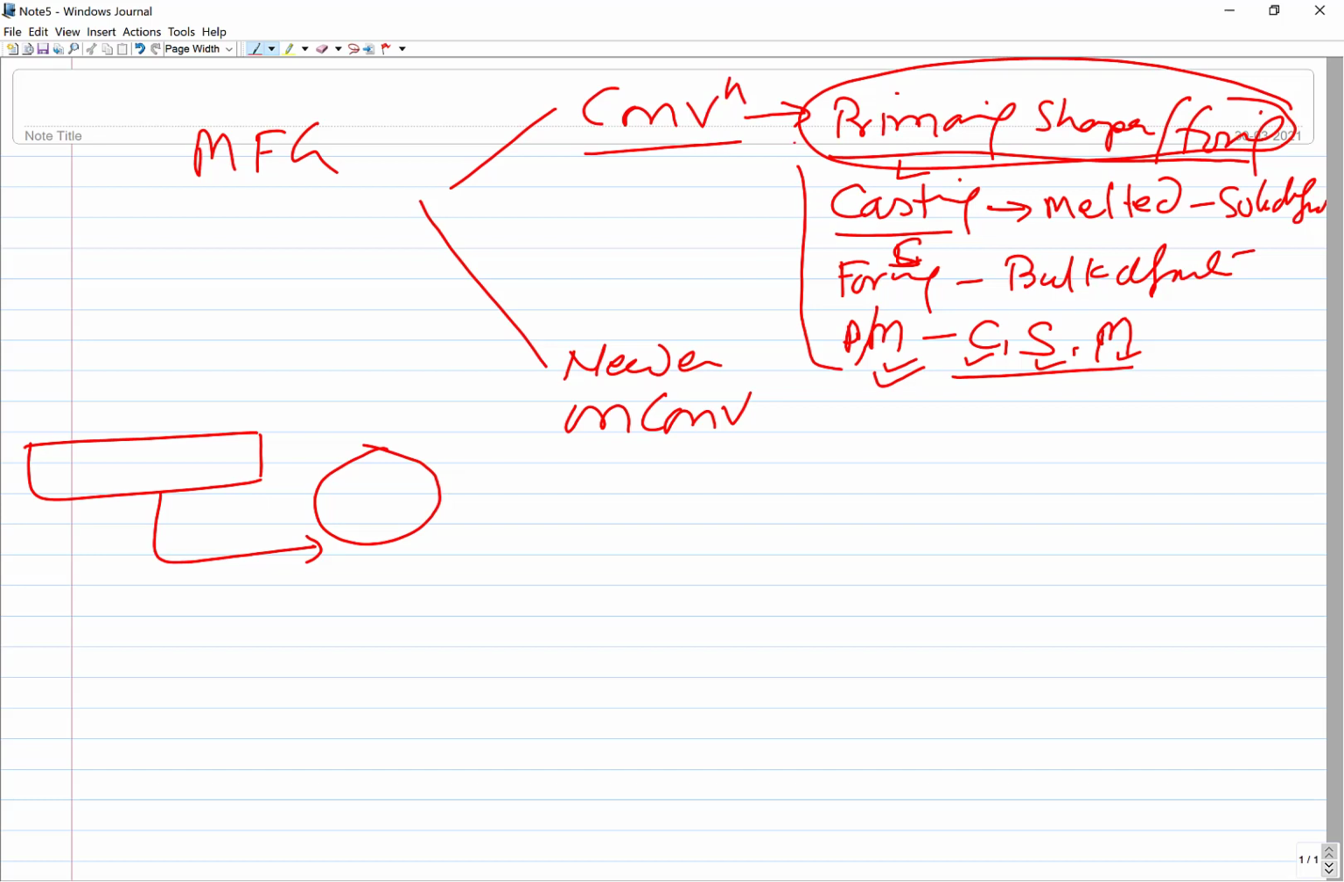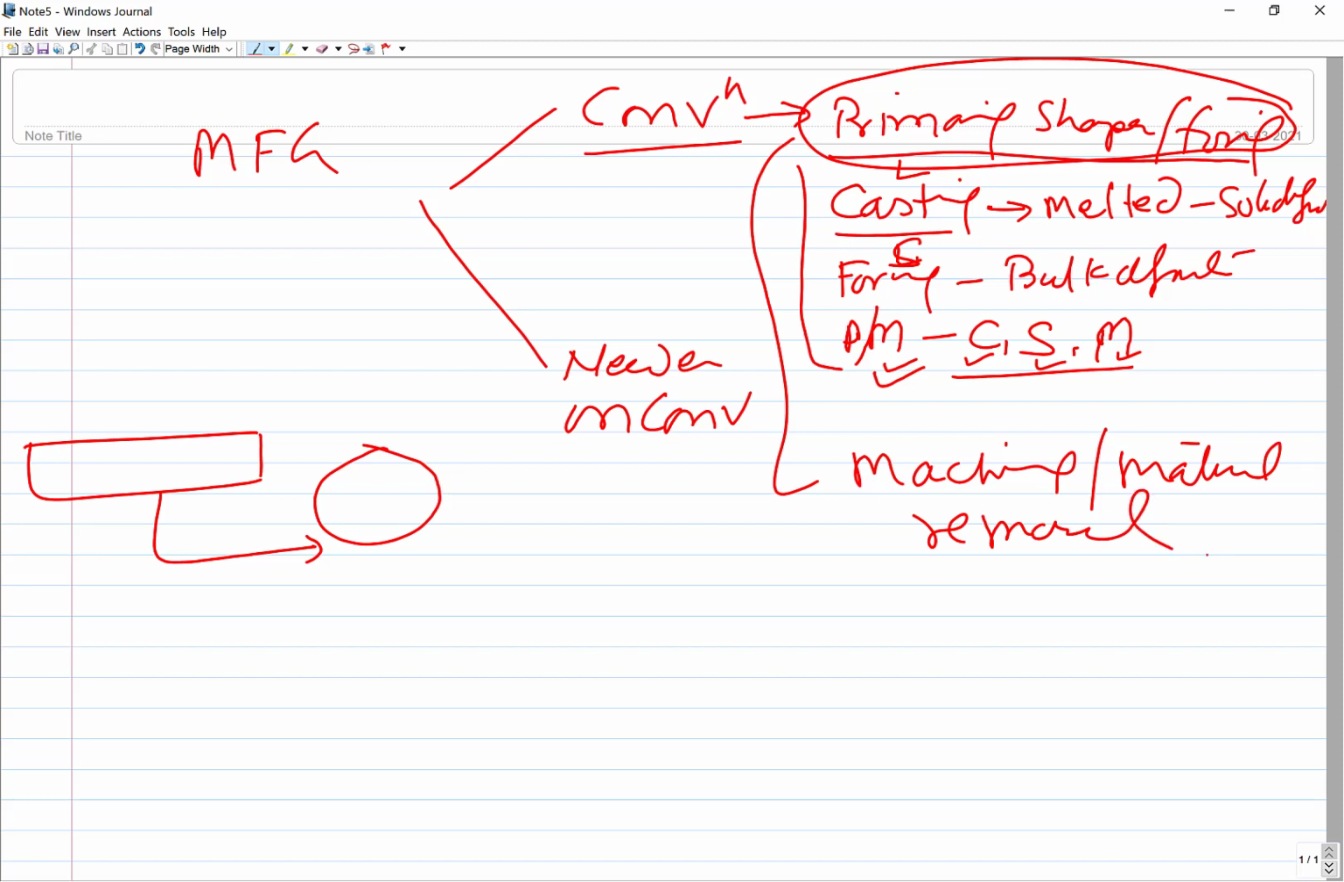Okay, then we have the machining, or what are called material removal processes. Say if this is the raw material and you want a product of this shape, right? So all this extra material has to be removed, simple. Whatever unwanted extra material is there is removed to get the desired size and shape.